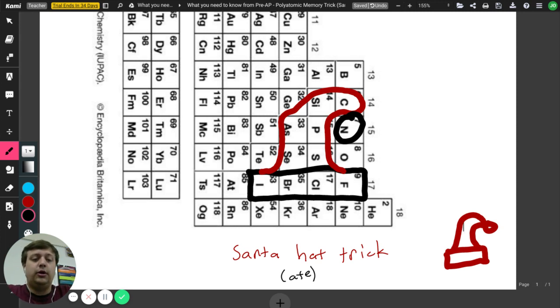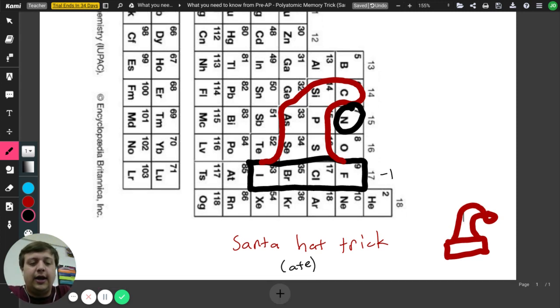With this little Santa hat here, we're going to start with this first column, column 17. Every single one in that column has a -1 charge. Then we move over to 16. They've got a -2 charge. Then we move over to 15. Now 15, if you'll notice, has two sections: the one part that's in the red and the one part that's in the black. The part in the red has one charge, the part in the black has another. So the next one would be -3.